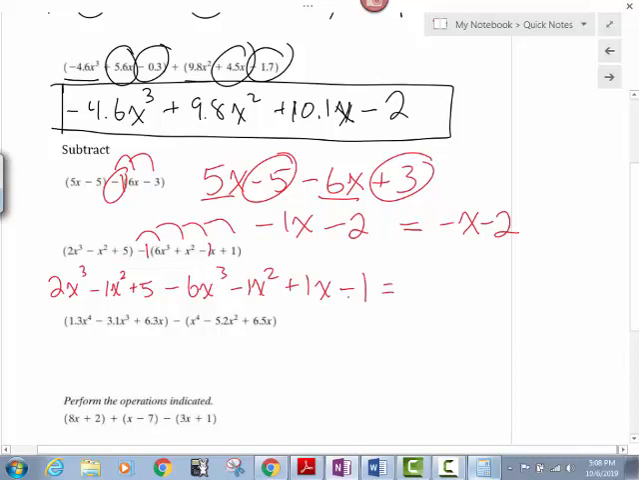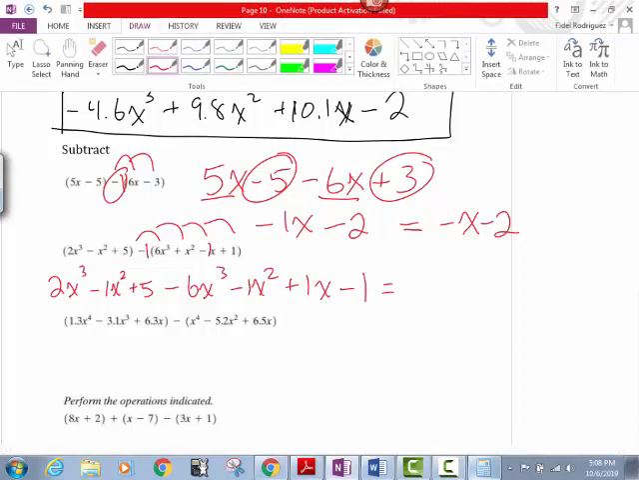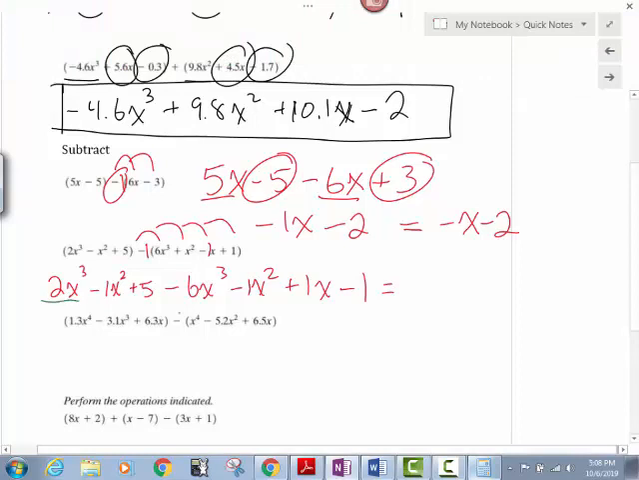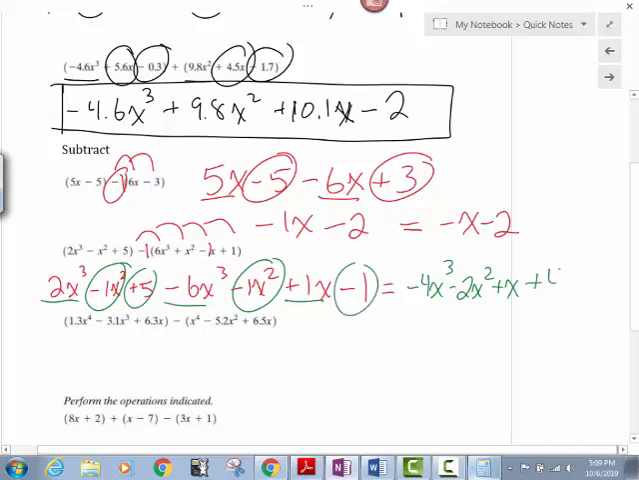Okay. Now let's go ahead and combine our like terms. So minus 2, minus 6, negative 4, x to the third. A minus 1x squared and another minus 1x squared is a minus 2x squared. Okay. This is the only x that I have, so I'm just going to write it as a plus x. And then we have a plus 5 and a minus 1 to leave us with a plus 4.